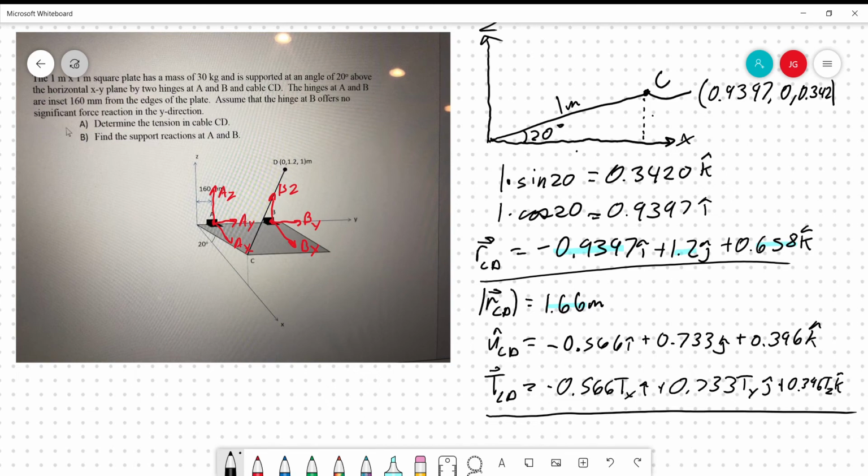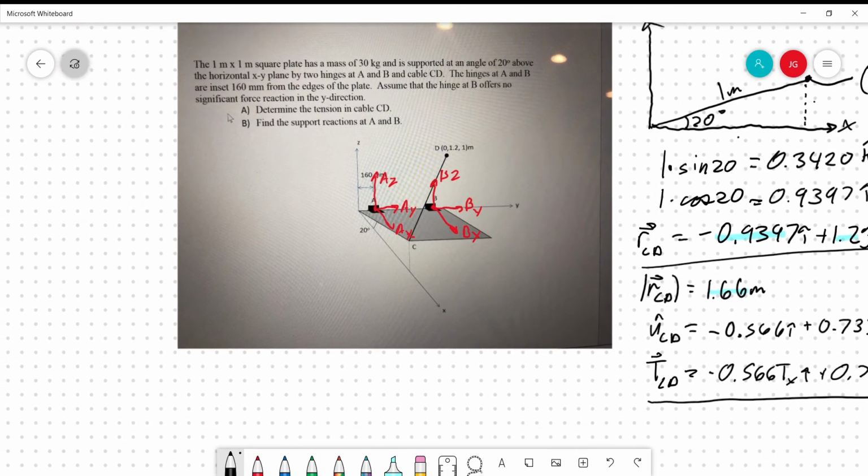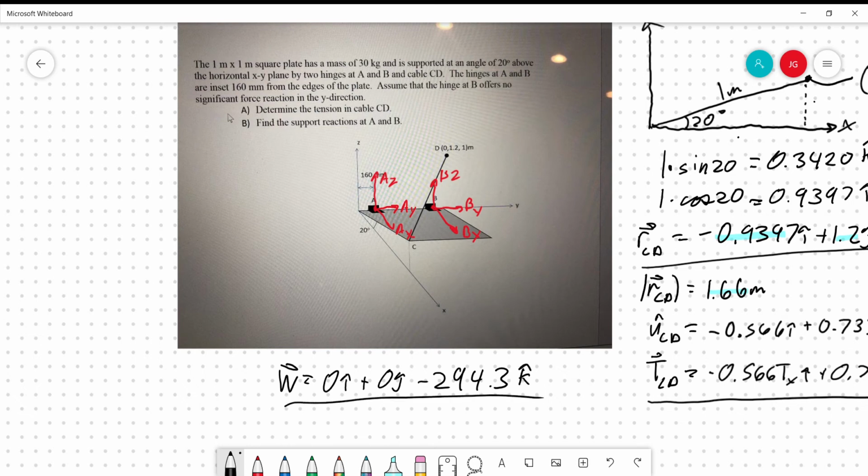Really simple, really easy. And then for the weight, we can get the vector for that. Weight would just be 0i, since it's weighing it down, so it's only in the k direction. So 0j, then minus 30 times 9.81, right, which is 294.3k, right, boom. Now, the question states that By is equal to 0, right?